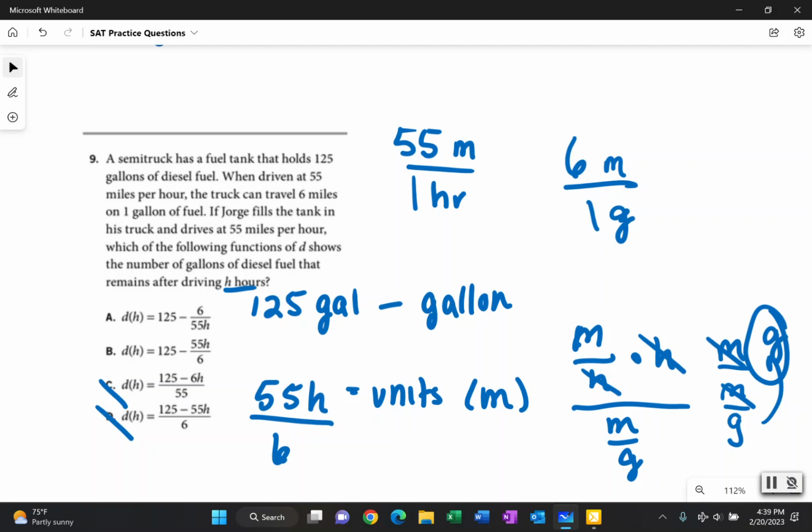So if that is the case, we're going to sub this guy into up here. So it's going to be 125 gallons minus 55 times H divided by 6.